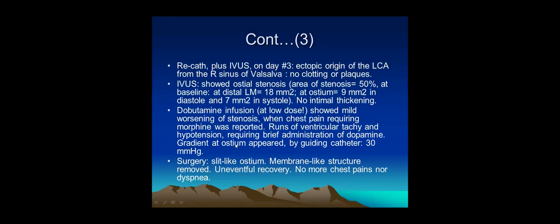Eventually we became convinced that this was indeed the reason for the acute myocardial infarction, not myocarditis, and that surgery was indicated, consistent with the history of recurrent chest pain and shortness of breath. He went to surgery where the slit-like ostium was observed, and the surgeon described something like a membrane inside the right sinus of Valsalva close to the anterior commissure. The membrane-like structure inside the coronary artery was removed, so there is a widening of the ostium of the ectopic artery, and the patient made an uneventful recovery and had no more chest pain nor shortness of breath.